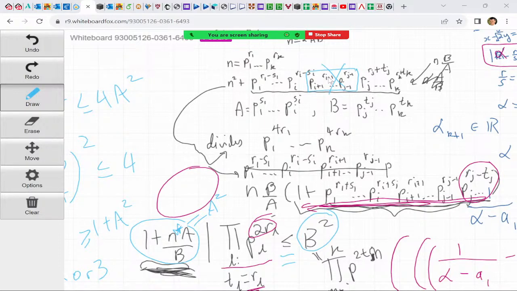Wait, what happens in the middle part? Oh, if it's in the middle part, then it's just straight up like our example, like n equals 2ab from before. Wait, why does it have to be equal then? Because if it's 2 in the middle part, then this will be at least 1 plus 2a squared, right? And so then this has to be equal to b squared because it can't get any bigger, right?